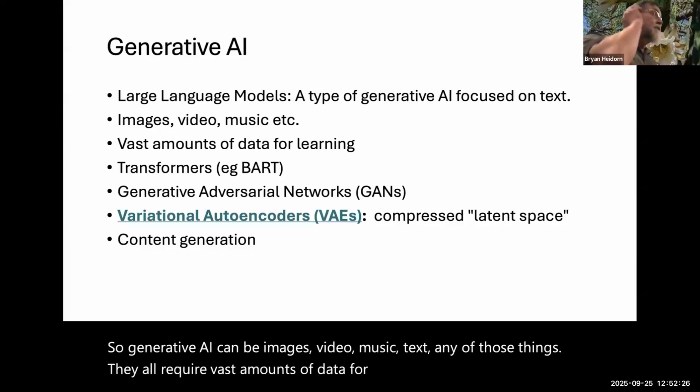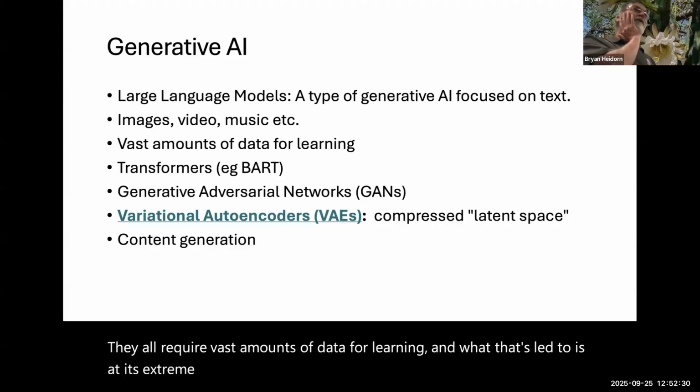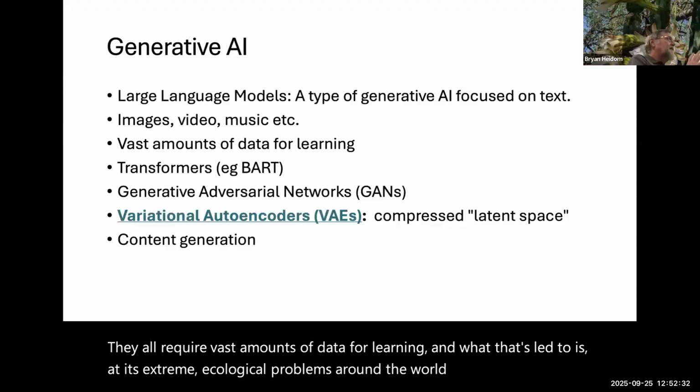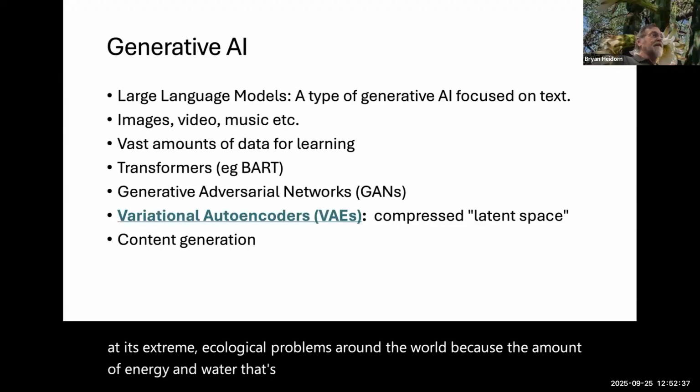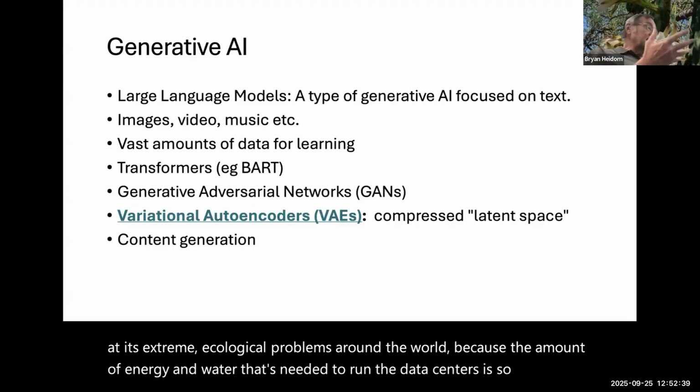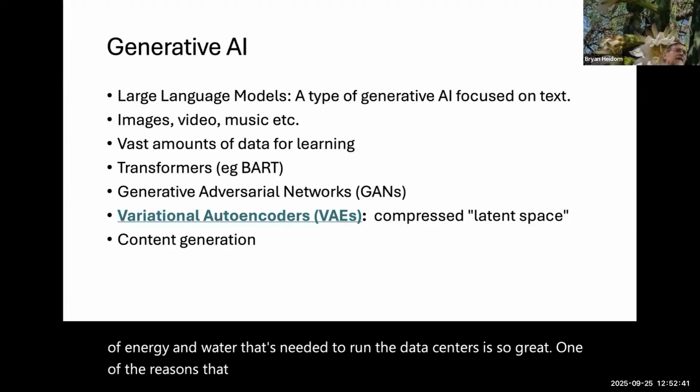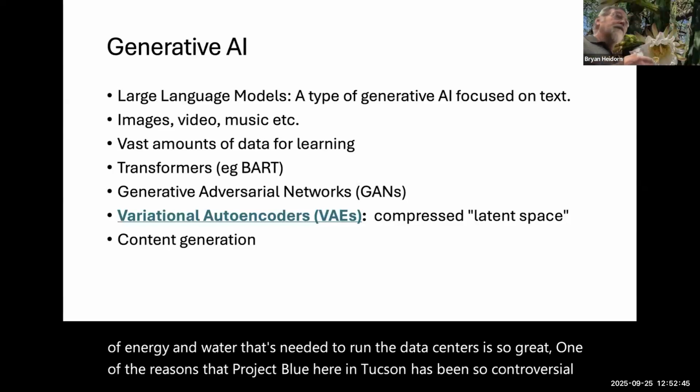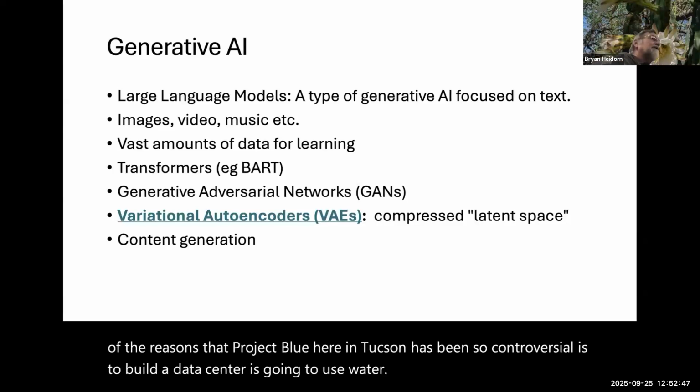And what that's led to, at its extreme, is ecological problems around the world, because the amount of energy and water that's needed to run the data centers is so great. One of the reasons that Project Blue here in Tucson has been so controversial is that building a data center is going to use a lot of water and energy.